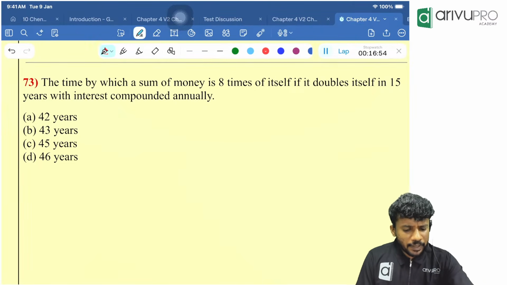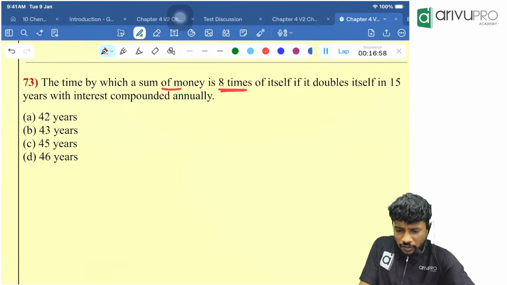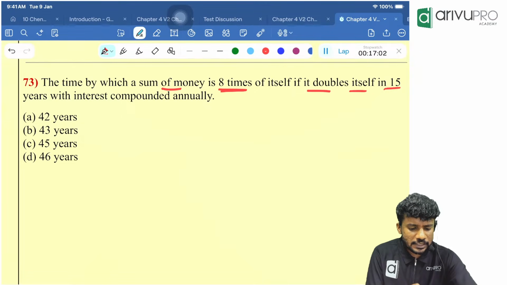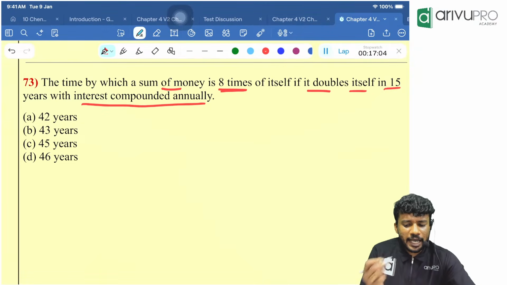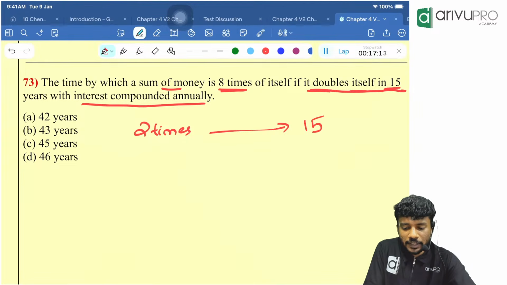The time by which a sum of money becomes 8 times itself, if it doubles itself in 15 years with interest compounded annually. They are telling us it doubles itself in how many years? 15 years. So 2 times happens in 15 years. Then they are asking in how many years it will become 8 times?